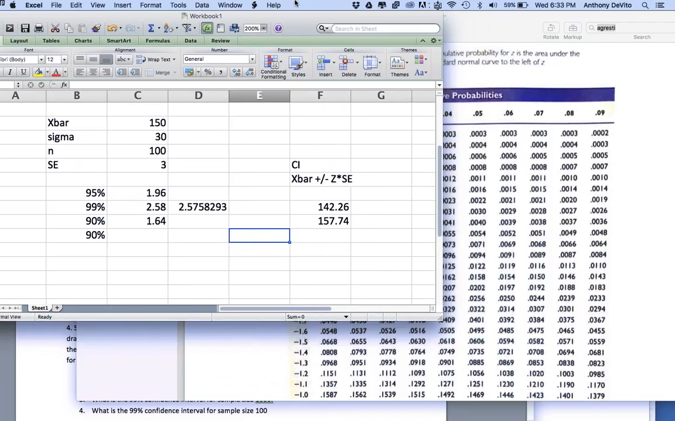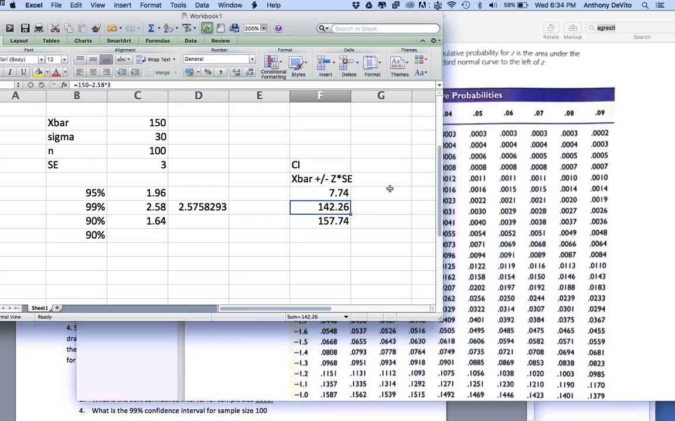Now let me ask you something. I'm adding z times the standard error to the mean each time, right? Well, what is that? Let's see what that number is. This is the 99% confidence interval, so I'll do it for that since that's what we have here. 2.58 times the standard error, which was 3. I'm adding and subtracting 7.74 to get the lower limit and the upper limit for the confidence interval.